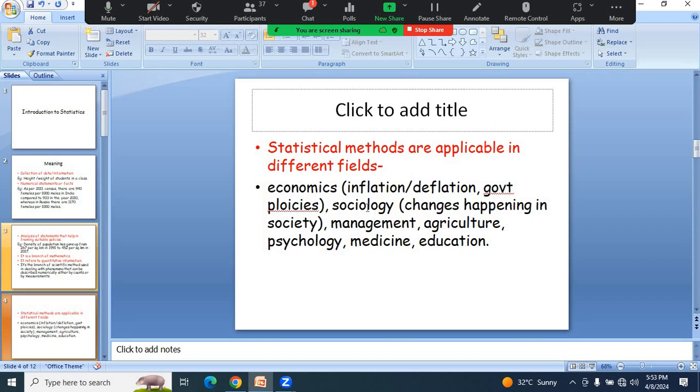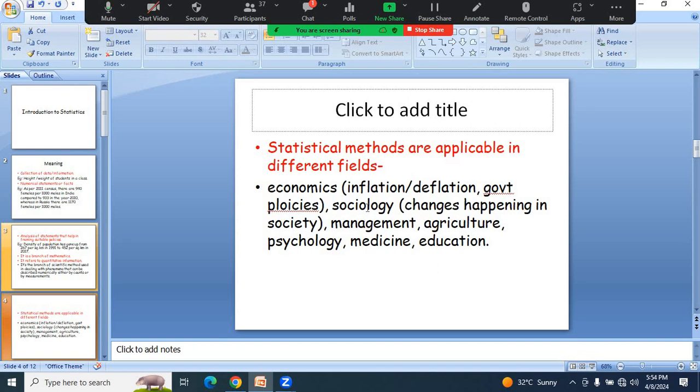Then government policies, just discussed. Then in sociology, meaning what is happening around in the society. I just discussed the example of a mall which is to be constructed, right? And accordingly we need to collect information about what is happening around the society. Then management, like it can be hotel management, business management, there are so many courses.